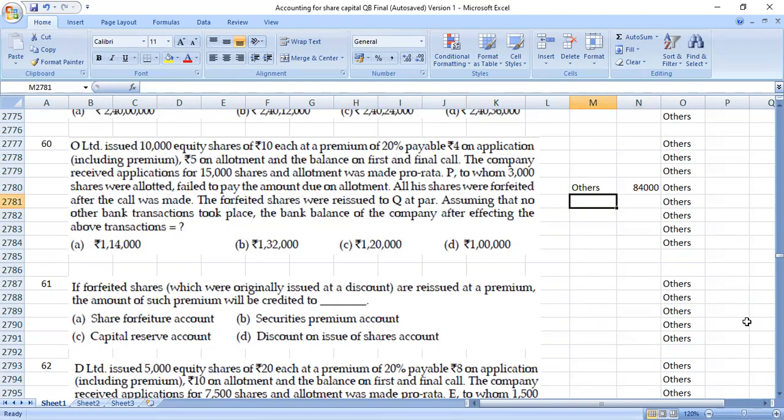failed to pay the amount due on allotment. Appadinna P vandhu application money mattum dhaan pay panniyirukkaaru. Application money avar evvalo pay panniyirukkaaru? 3,000 shares allot aayirukku. 10,000. Total application 15,000. So total number of applications made by him will be 4,500. Oru applicationkku he is paying 4 rupees. Idhu premium included illaiyaanu paarkalaam. Namma evvalo panam vandhirukkunnu dhaan paarkalaam. 9,000, 18,000. So P would have paid 18,000 rupees.